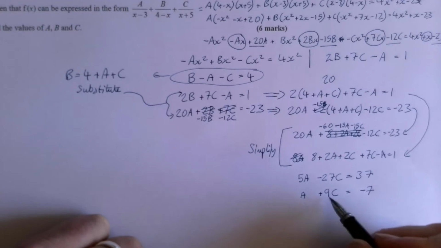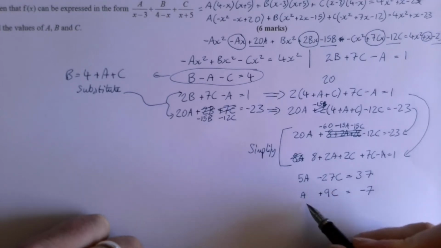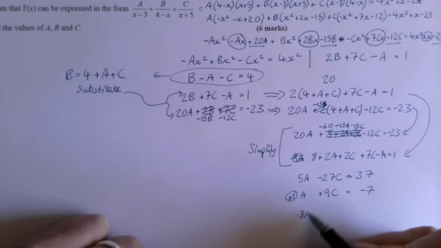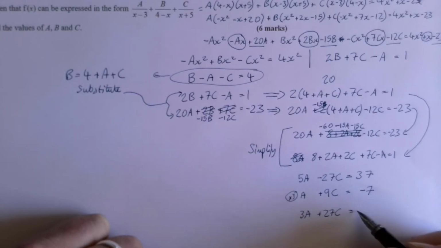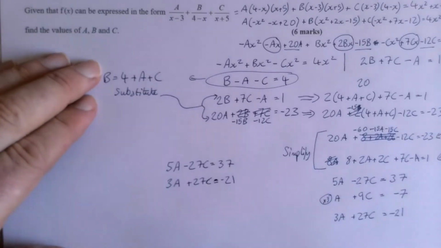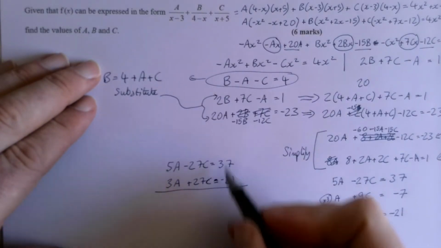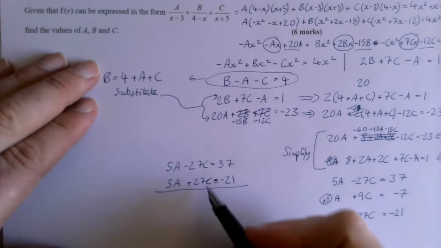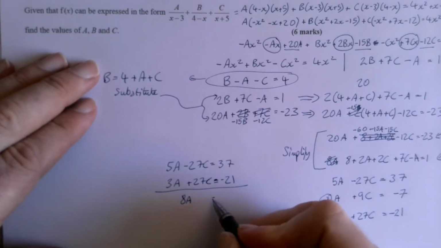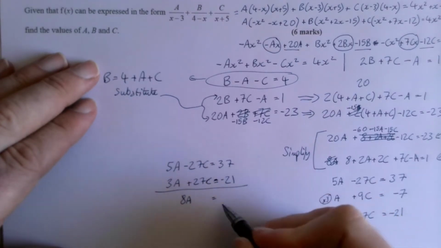I'm going to multiply the bottom one by 3 to give me 3a plus 27c equals minus 21. And at this point you could use your calculator just to do your simultaneous equations, or if you add these together you get 8a is equal to 16.